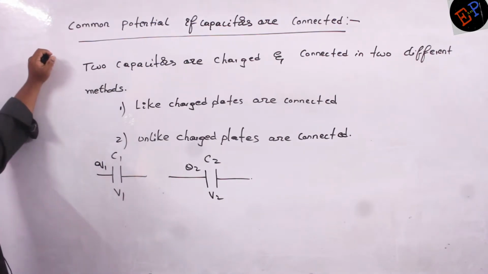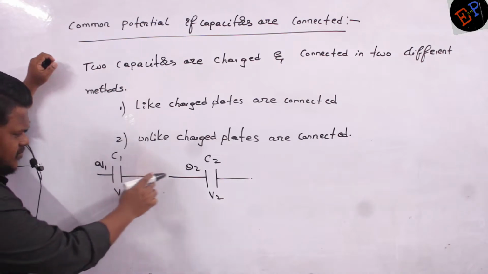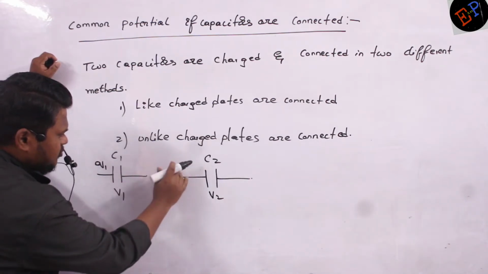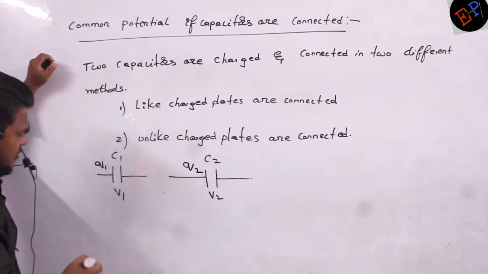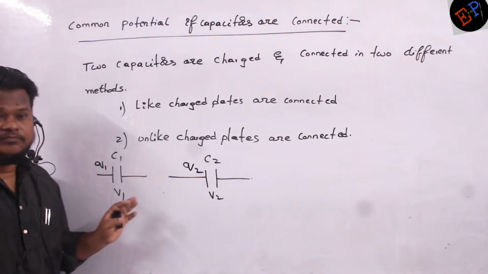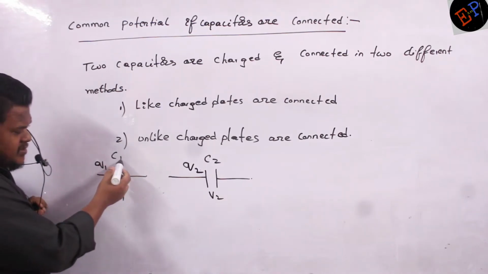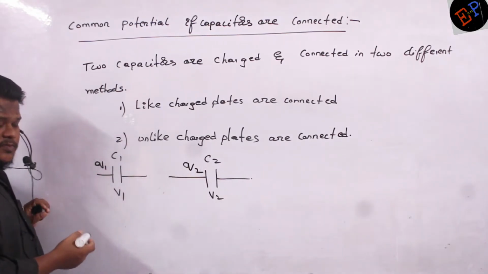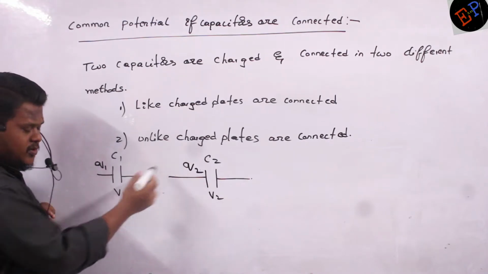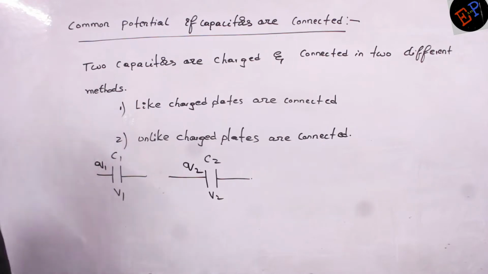See here, this is one capacitor whose capacitance is C1, and this is another capacitor whose capacitance is C2. They are charged to charges of Q1 and Q2, and their respective potentials between the plates of the capacitor are V1 and V2. Capacitances are C1, C2. Charges stored are Q1, Q2. And potential difference between the plates is V1 and V2.